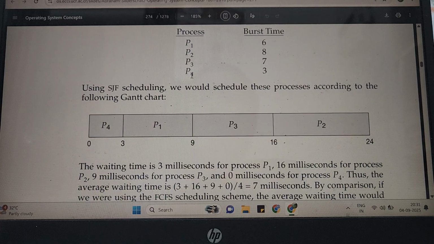Now the waiting time for P4 would be 0 milliseconds. For P1, it would be 3 milliseconds. For P3, it would be 9 milliseconds, and for P2 it would be 16 milliseconds. Similarly, the turnaround time for P4: it entered the queue at 0 and its execution completed at 3. So turnaround time for P4 would be 3 milliseconds. For P1, it would be 9 because it entered at 0 and completed at 9. For P3, it would be 16. And for P2, it would be 24. So now that this data is available, you can calculate the average wait time and the average turnaround time.